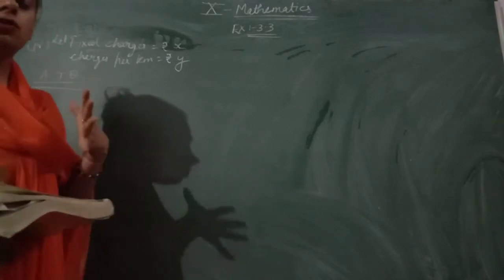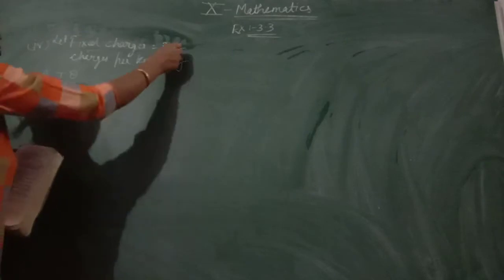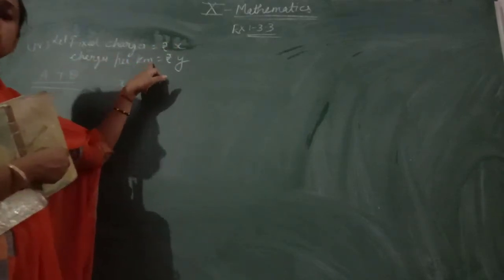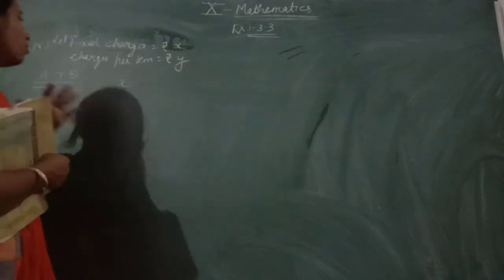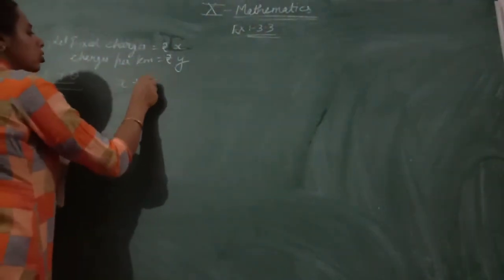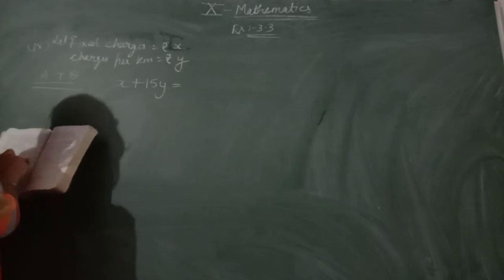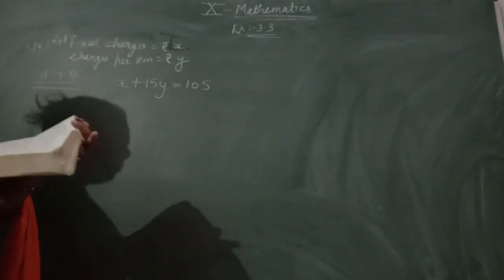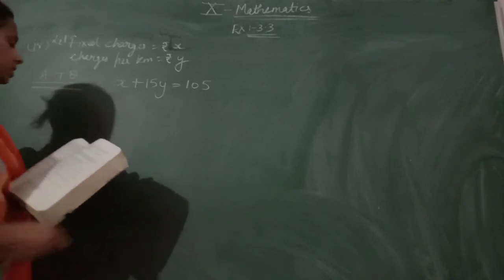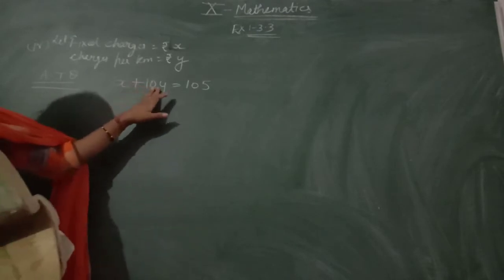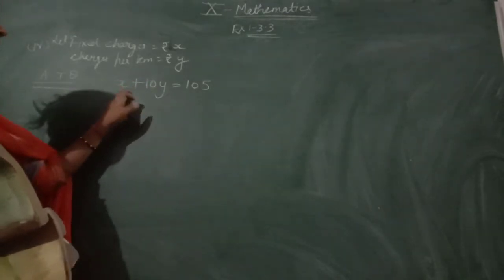Suppose someone is going 10 kilometers, firstly he has to pay rupees x, the fixed charges, and the charge for 1 kilometer is y, so for 10 kilometers he pays 10y. So the total charges will be equal to 105. For the 10 kilometer distance, you have to put 10 here. Okay, for 10 kilometers there is a 10y charge, and x is the fixed charge, the total will be 105.